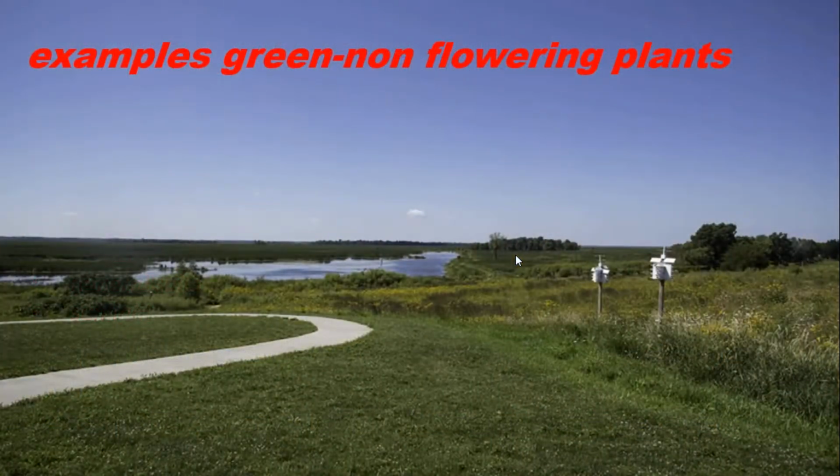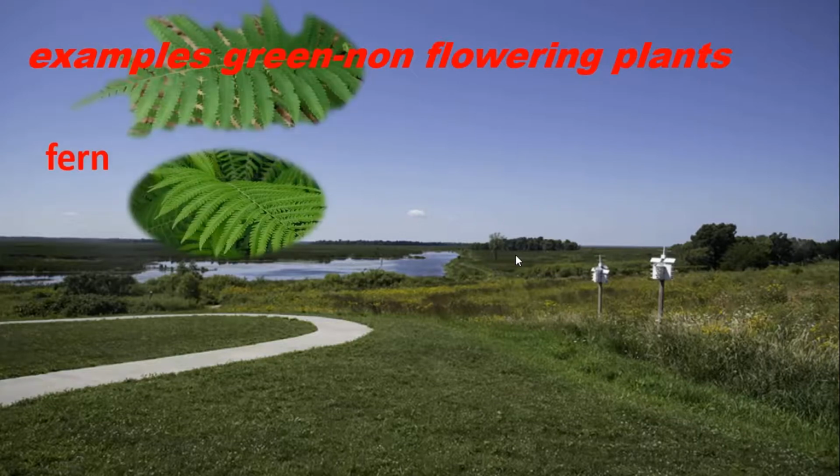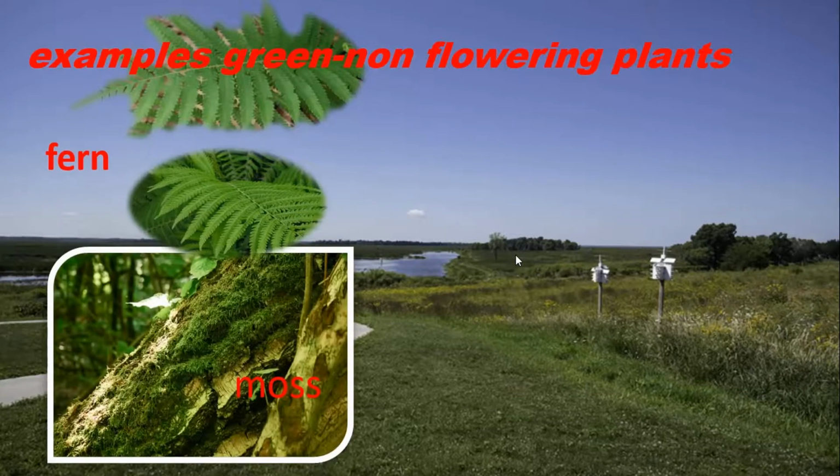Here are some examples of green non-flowering plants. One, fern. Two, moss, this one that you can see growing on this damp log. This log is damp. The green substance is green but does not produce flowers.